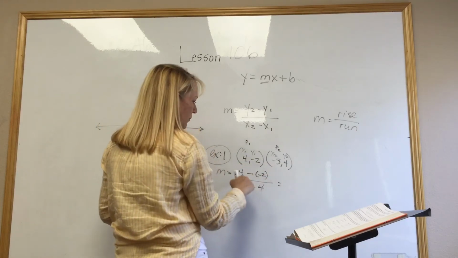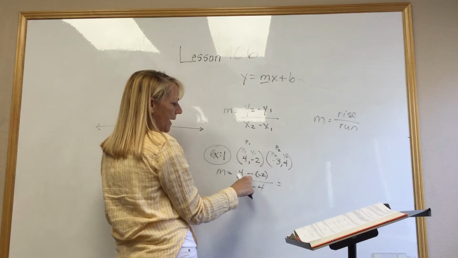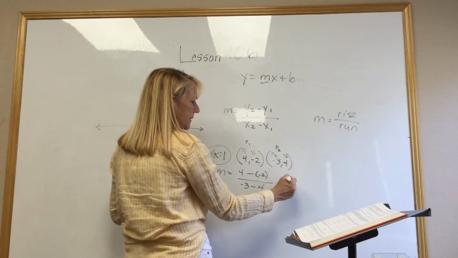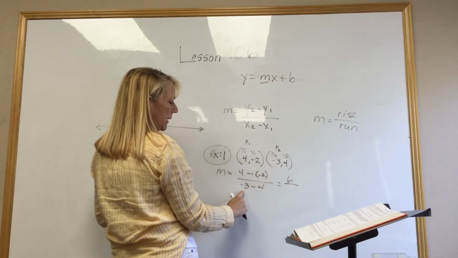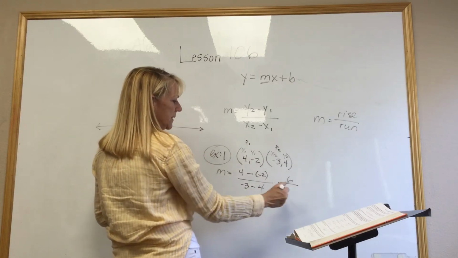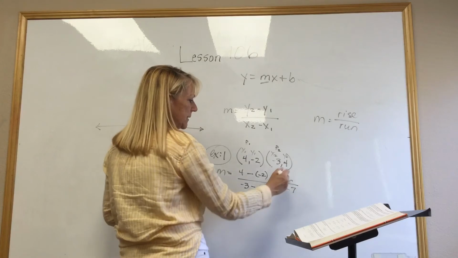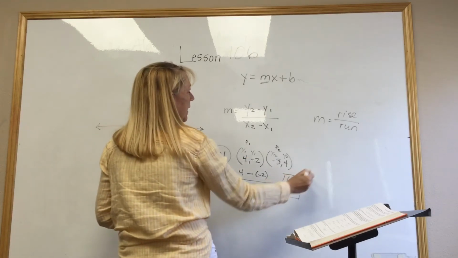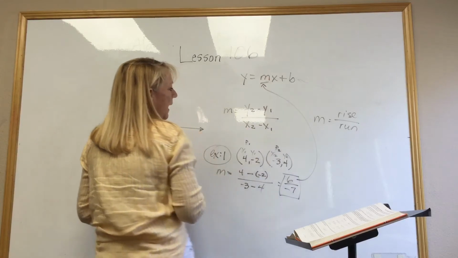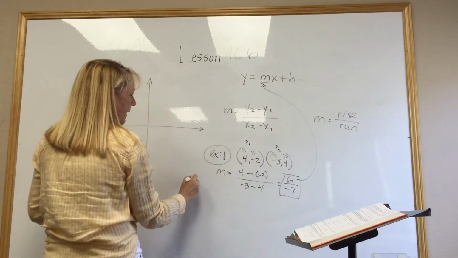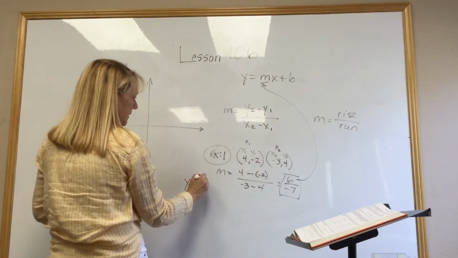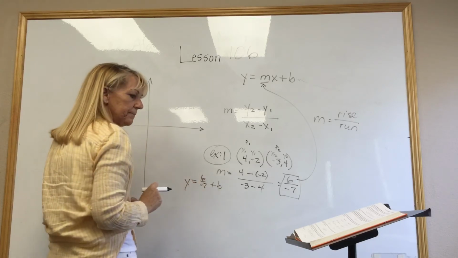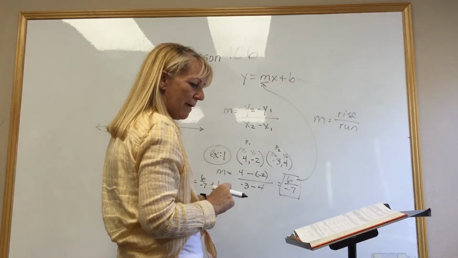And now I solve it. So that equals 4 minus -2, which is the same as saying 4 plus 2. That'd be a 6. -3 minus 4 is -7. So this is my slope right here. So I take this up to here, and I have y equals 6 over -7 x plus b. Okay?